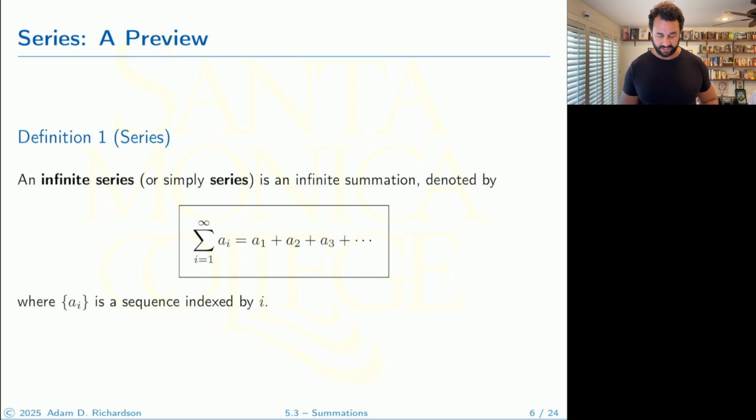So an infinite series, or just simply a series, is an infinite summation, and it's denoted with this symbol here. And notice here the sum keeps going, right? It's A1 plus A2 plus A3 plus dot dot dot, and it keeps going. There's no final term in this case. There are infinitely many terms, and you're going to add all those terms up.